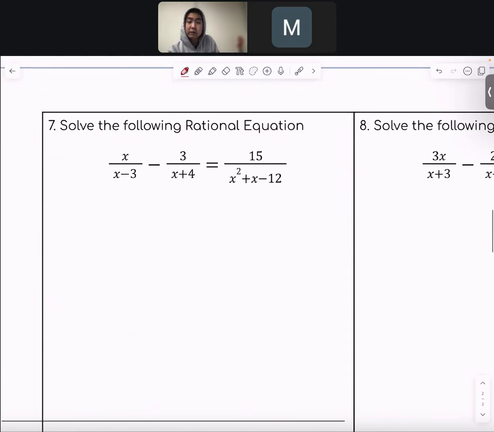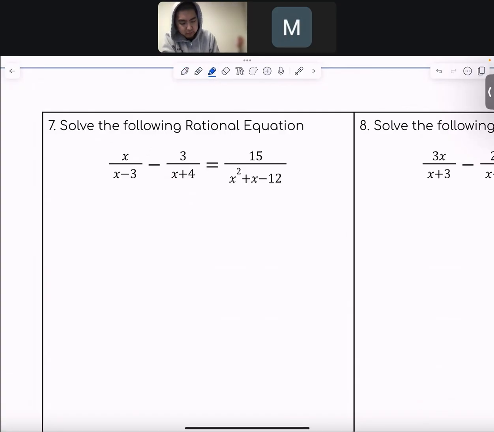Okay, now this is solving. When you solve, this is where you have to eliminate all the variables. So first, I'm going to factor this. That's just your typical GCF factoring.